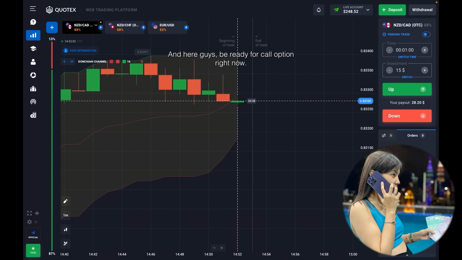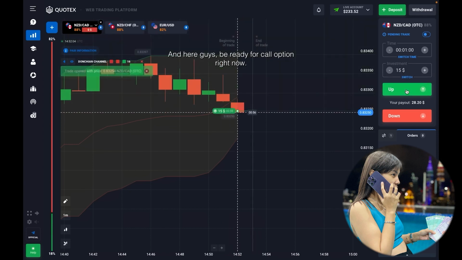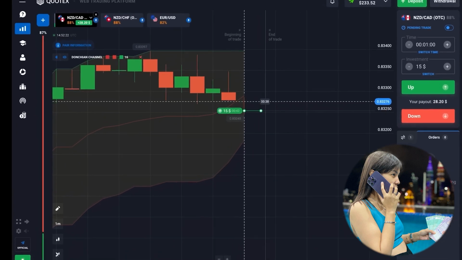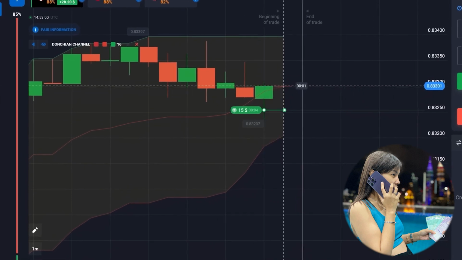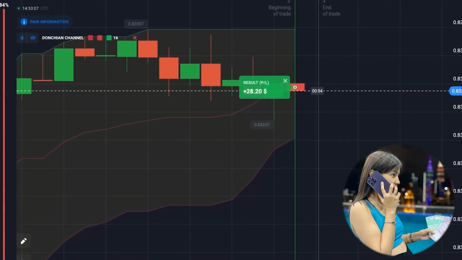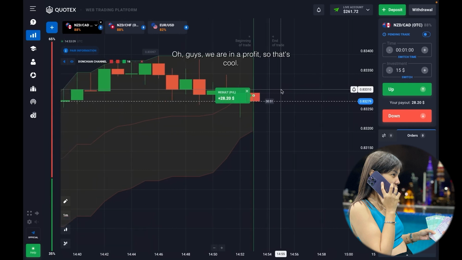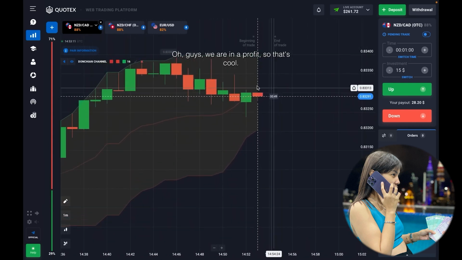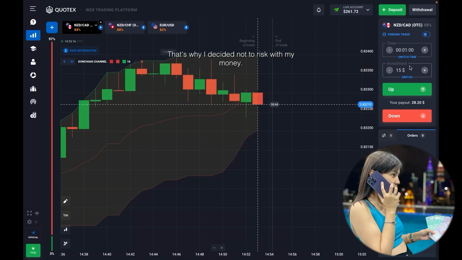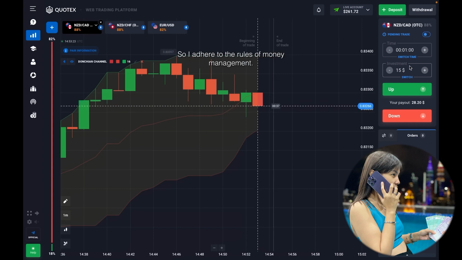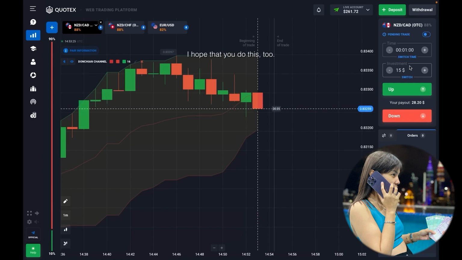And here, guys, be ready for call option right now. And guys, we're in a profit again. So that's cool, but you see, the situation was kind of risky. That's why I decided not to risk with my money, and I adhere to the rules of my money management. So what about you? I hope that you do this.